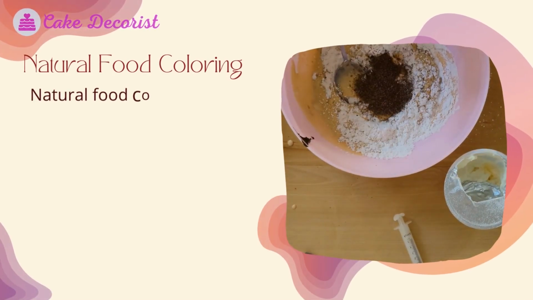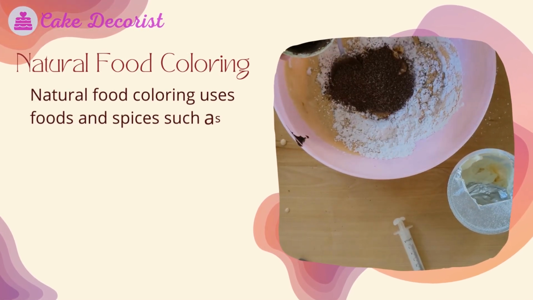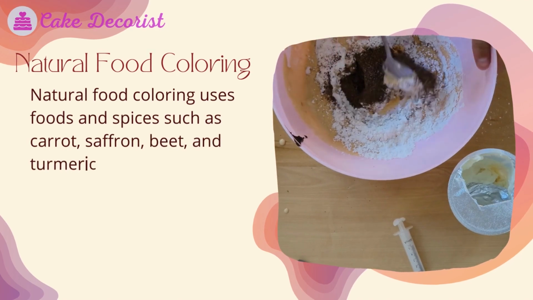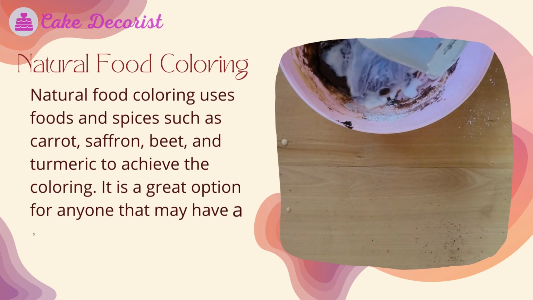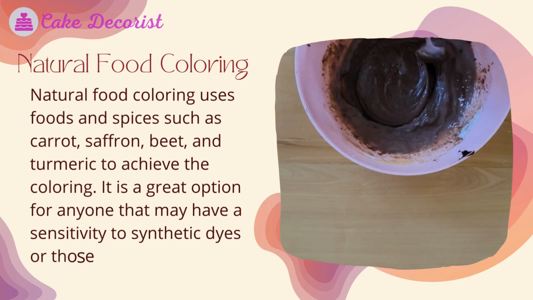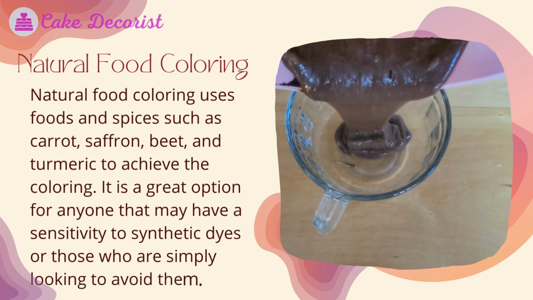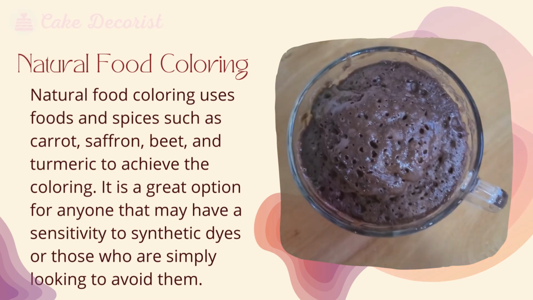Natural food coloring. Natural food coloring uses foods and spices such as carrot, saffron, beet, and turmeric to achieve the coloring. It is a great option for anyone that may have a sensitivity to synthetic dyes or those who are simply looking to avoid them.